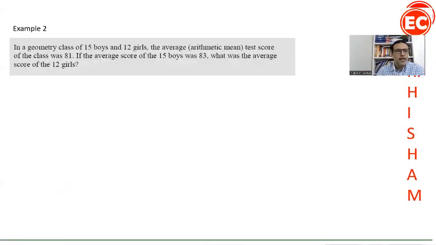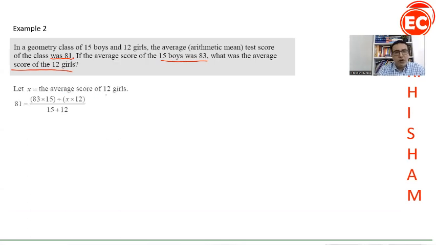Example 2. In a geometry class of 15 boys and 12 girls, the average, which is the mean, of the test score was 81. This is the average for all the students. If the average score of the 15 boys is 83, what is the average of the 12 girls? So I have the average for the whole class, which consists of 27 students. 15 of them are boys, 12 of them are girls, and I have the average of the first 15 boys. I wanted to find the average of the 12 girls.